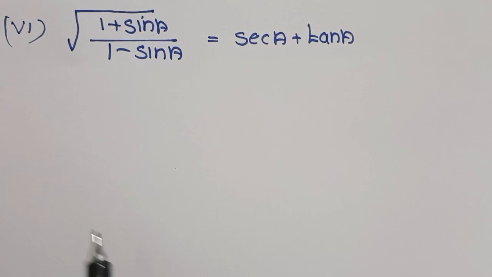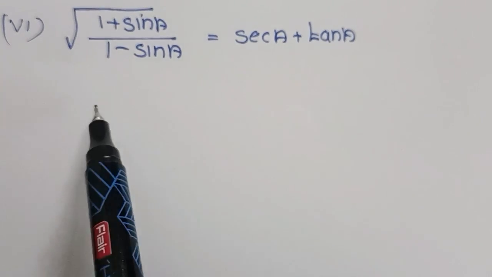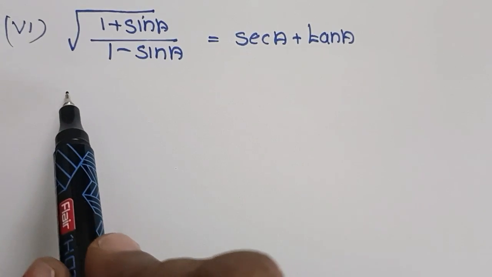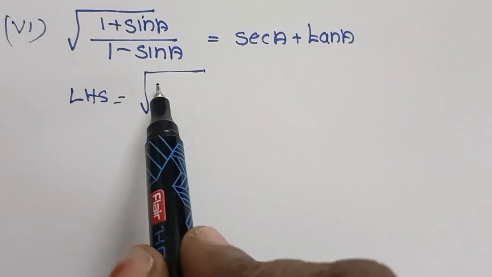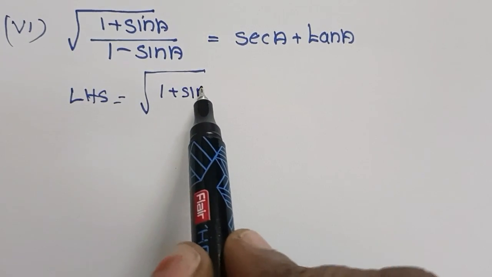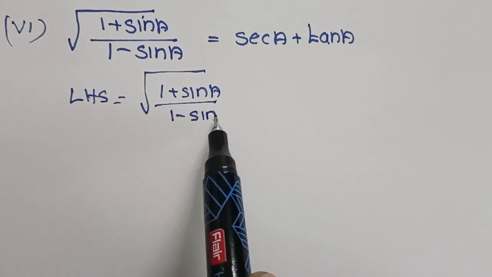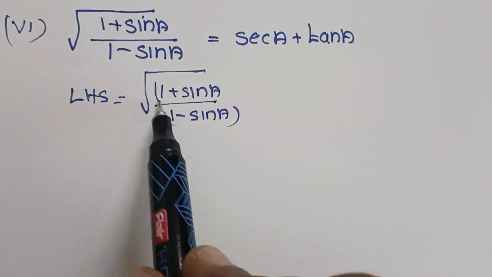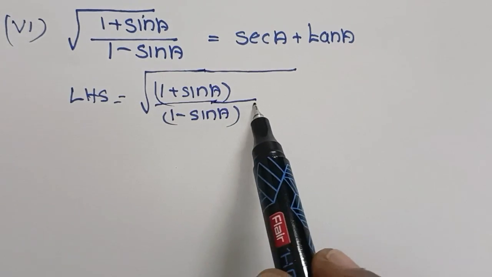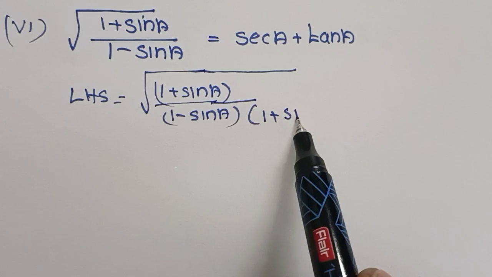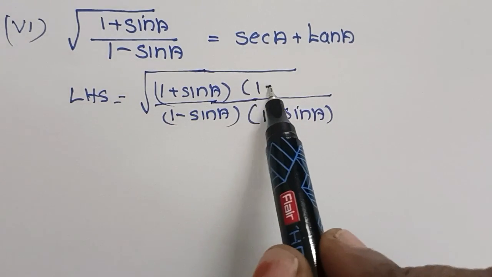Sixth question: square root of (1 plus sin A) by (1 minus sin A) equal to sec A plus tan A. Take the LHS. So LHS equal to square root of 1 plus sin A divided by 1 minus sin A. Multiply both numerator and denominator by 1 plus sin A, okay? Multiplying here by 1 plus sin A, numerator also by 1 plus sin A.